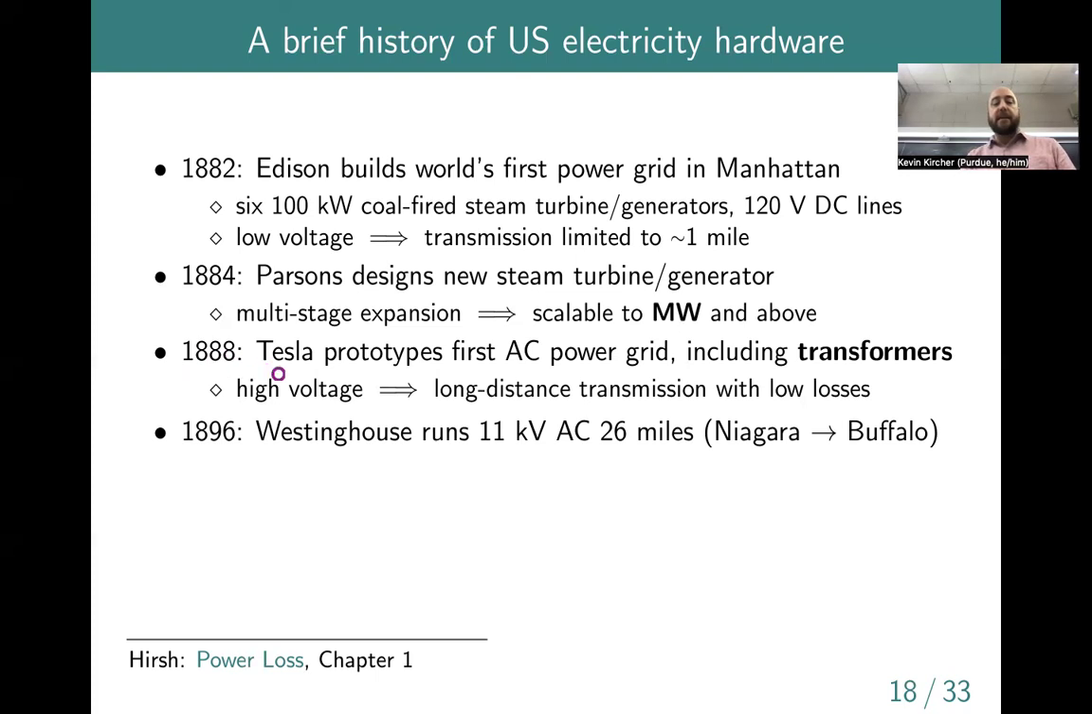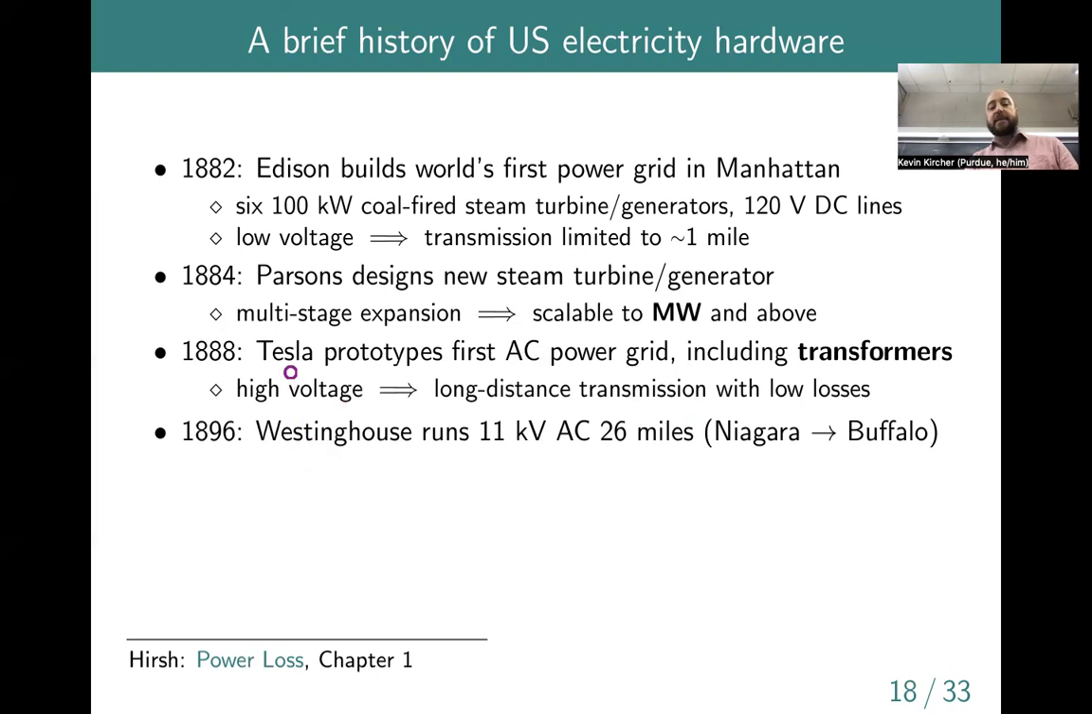So Nikola Tesla, around 1888, prototyped the first alternating current power grid. And the really key innovation that it included was the transformer, which is a way to step up or step down the voltage at which power is transmitted. So this allowed transmission at high voltage. Again, if you increase the voltage by an order of magnitude, you cut the losses by 99%. So this allowed long distance transmission lines with low losses.